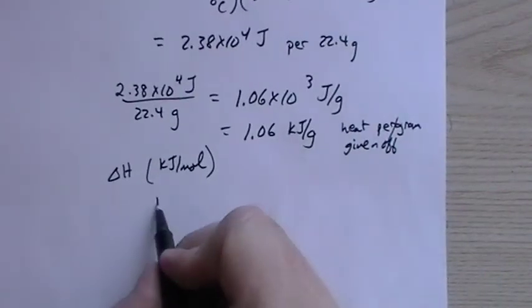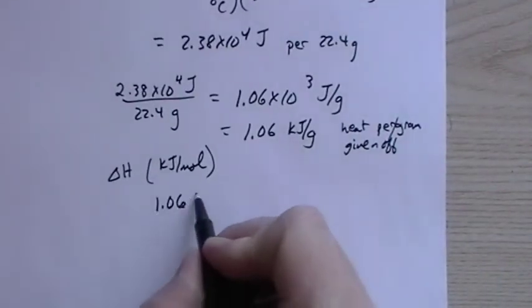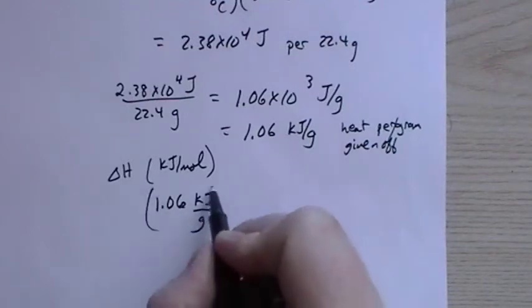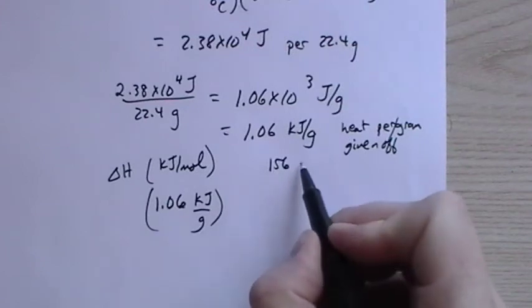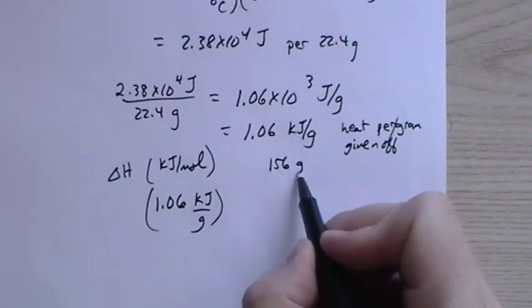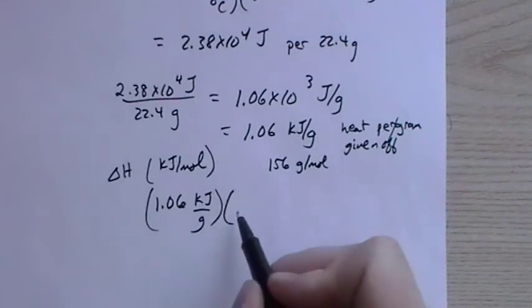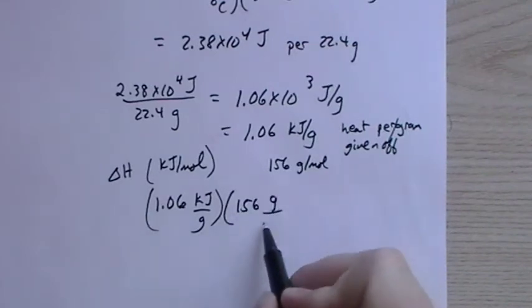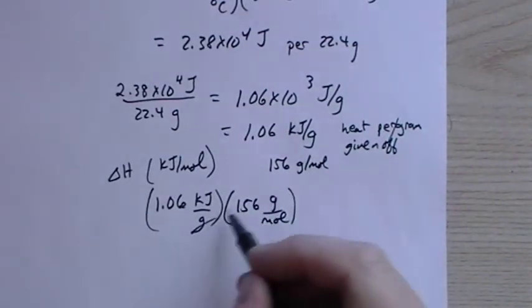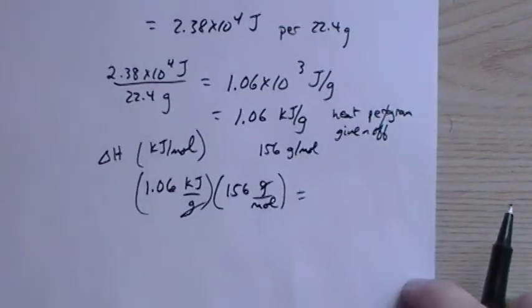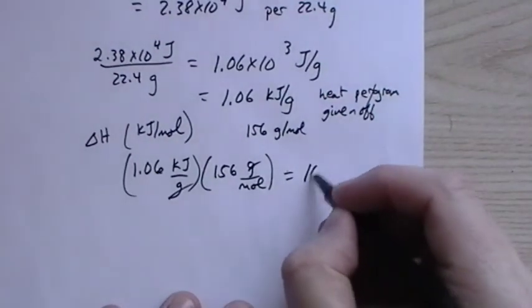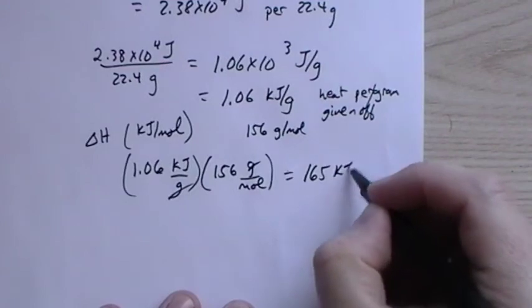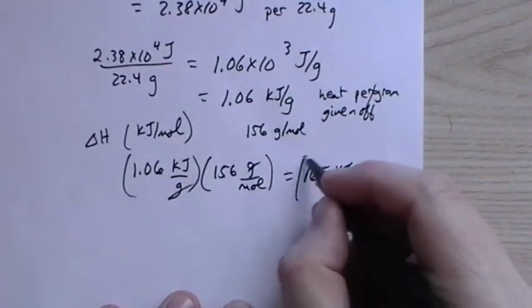So we have our term, 1.06 kilojoules per gram, and they've told us that the molar mass of this salt is 156 grams per mole. So if we multiply those together, we end up with kilojoules per mole. Now on something like this, you're probably not going to guess that. That's why it's important to do these problems, do as many of the different ones as you can.